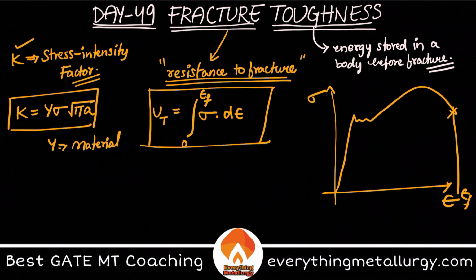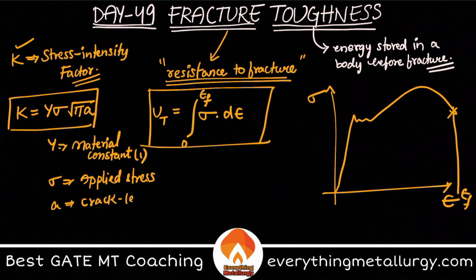So this K is my stress intensity factor, and Y is a material constant. Usually for metals at least, this Y will be equal to 1. Sigma is nothing but the applied load or applied stress. Pi we all know, and a is nothing but the crack length. So using the concept of stress intensity factor, you can define fracture toughness.